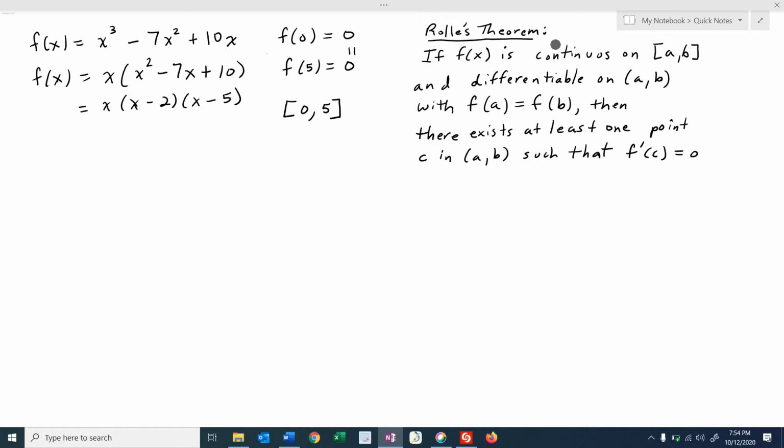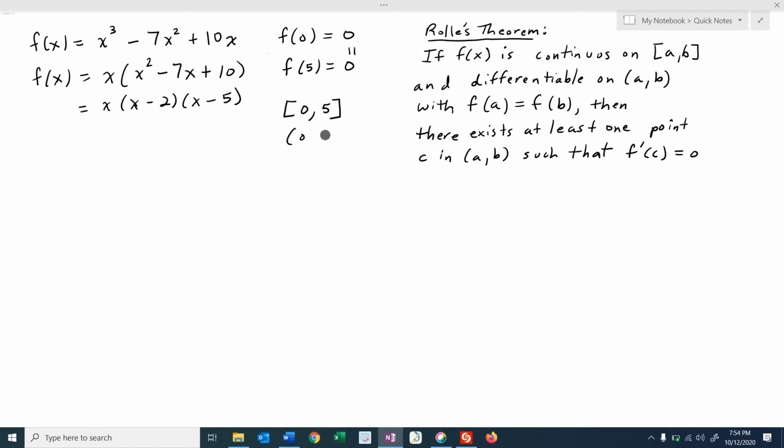Now, let's verify that the conditions hold before we use the theorem. Before you apply any theorem, you should always check and make sure that you're satisfying the conditions before you reach the conclusion of the theorem. So, the first thing we need to check is to make sure that f is continuous on the closed interval from 0 to 5. Of course it is, because that's a polynomial. Polynomials are continuous everywhere. So in particular, this polynomial is continuous on this closed interval.